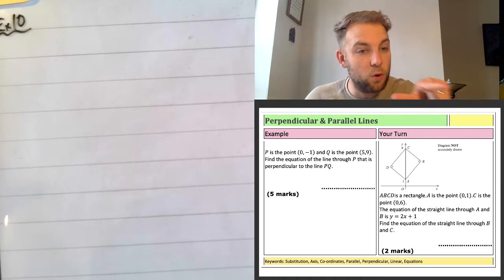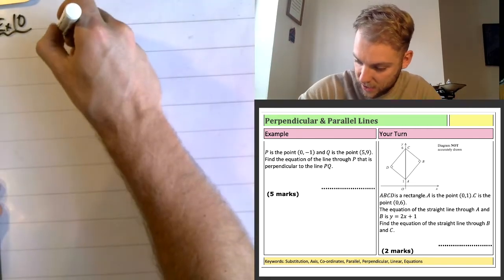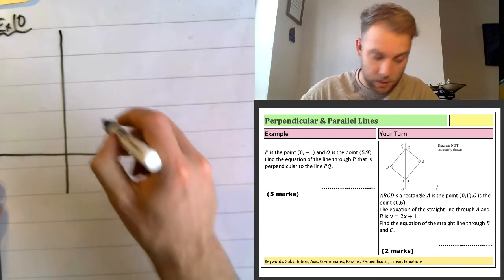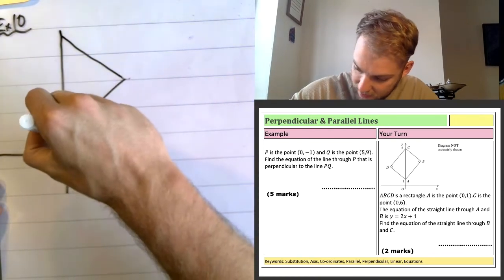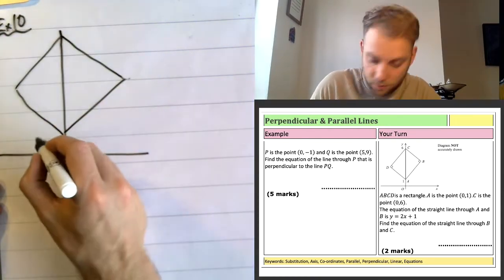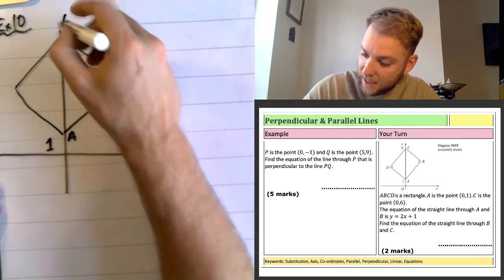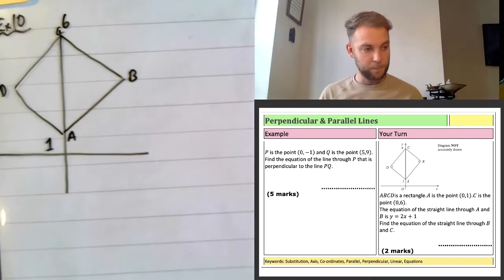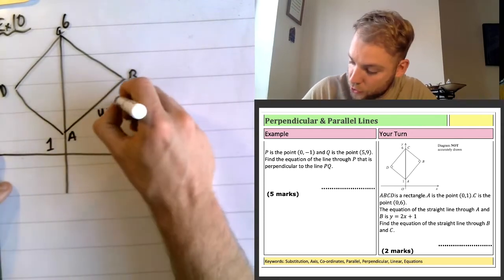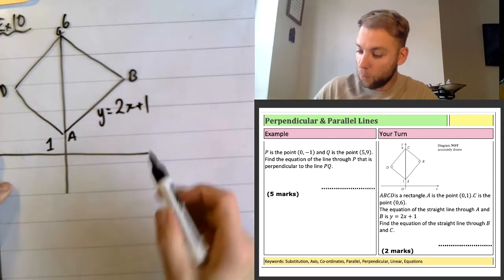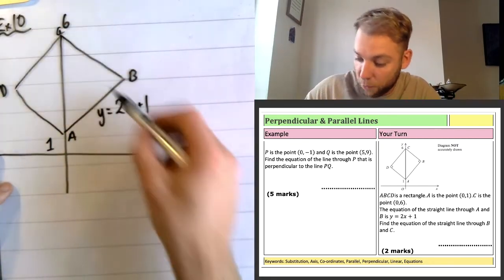Now notice that it's already given us our y-intercept on here. So if I draw my little sketch here, like I always do. So here's my rectangle. Try to make your sketch better than mine. It's not too bad actually. So this one here is 1. This one here it says is 6 in this case. And A, B, C, D, like so. Now it's told us the equation of AB is y is equal to 2x plus 1. And it wants the equation of BC, so it wants this one here.